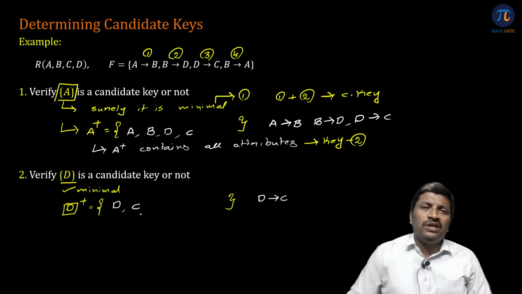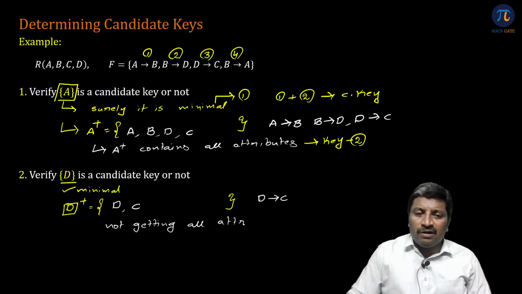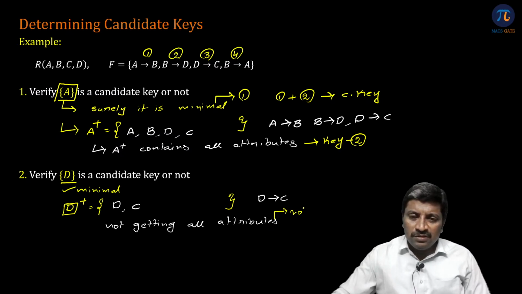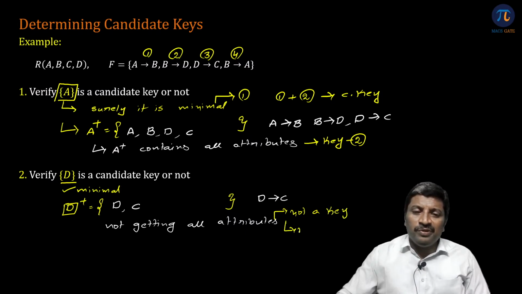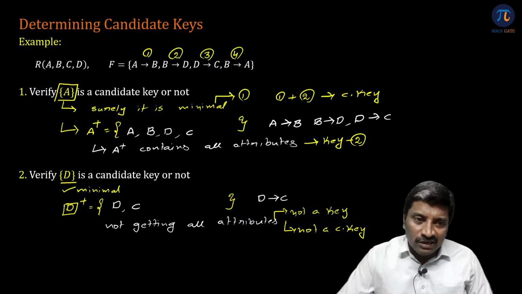No. I can get only two attributes. That means we are not getting all attributes. That means it is not a key. Sir, whenever it is not a key, surely it will not be a candidate key, because candidate key means first of all it needs to satisfy the property of key and then it should be minimal. Here it is not a key, so D will not be a candidate key. Is that clear?